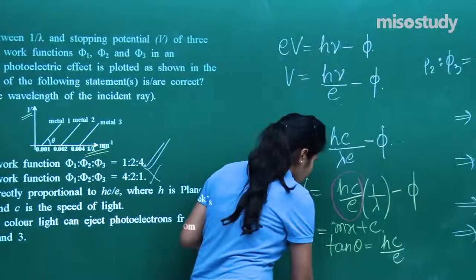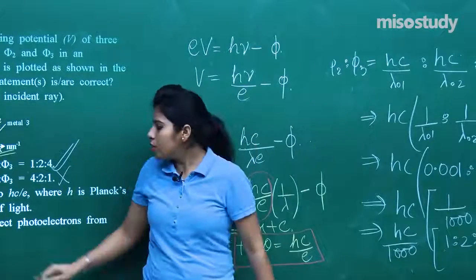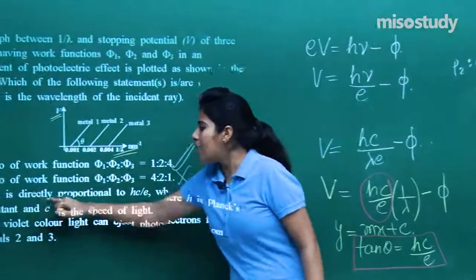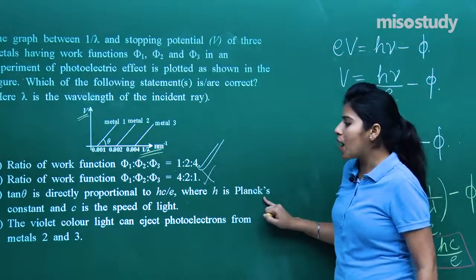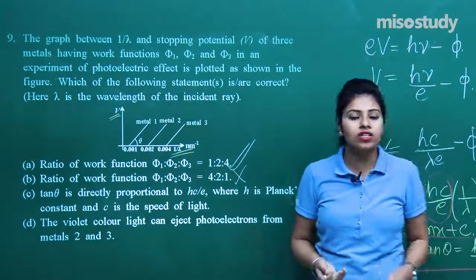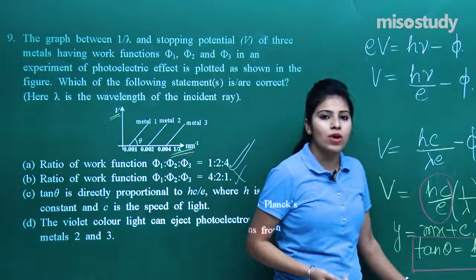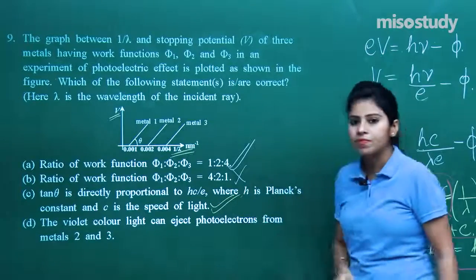Now let me see what the question was. Here you can see that tan theta is directly proportional to hc by e, where h is Planck's constant and c is the speed of light. And yes, we have got this situation, tan theta equals hc by e. So that means this option is also correct.